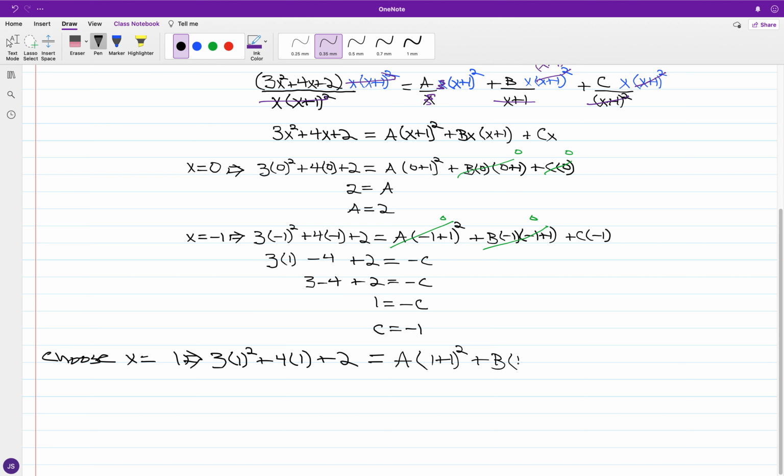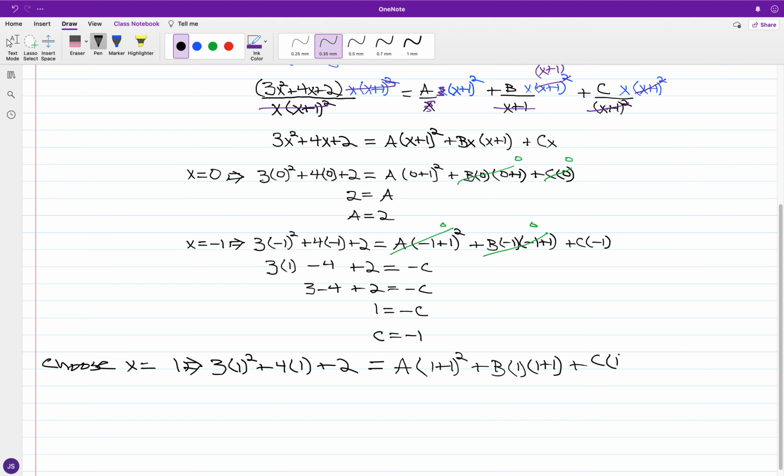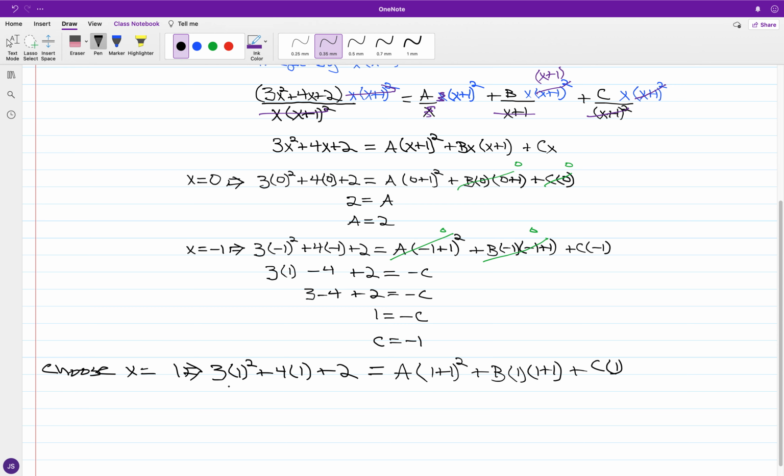You got b times 1 times the quantity of 1 plus 1, plus c times 1. Filling in again: 3 times 1, 4 times 1 is 4, plus 2. Now a is at 2, and 1 plus 1 is 2, which will be squared. And b times 1 plus 1, so you're going to have b times 2, and c is at negative 1.